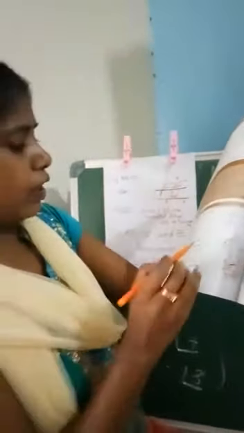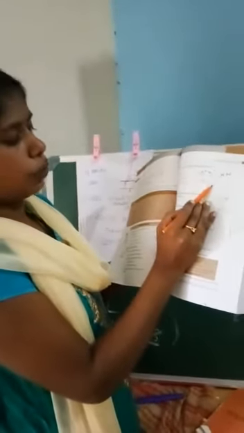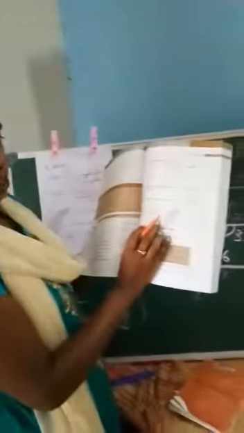Today in class we have completed the fifth chapter, that is lines and angles. In lines and angles there are two exercises in total. Already I have completed all the exercise problems. In today's class I have given only question number 2 for homework, and the fourth one, second question, for homework. This question I have already discussed.